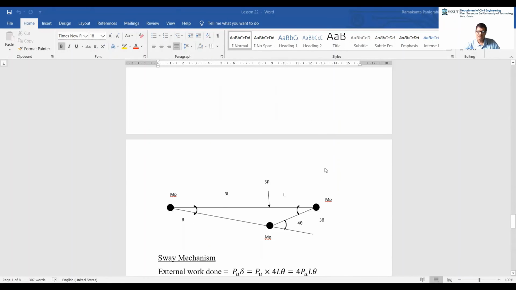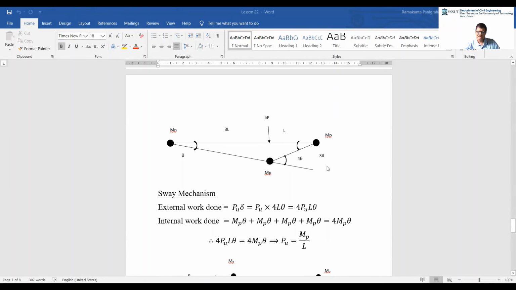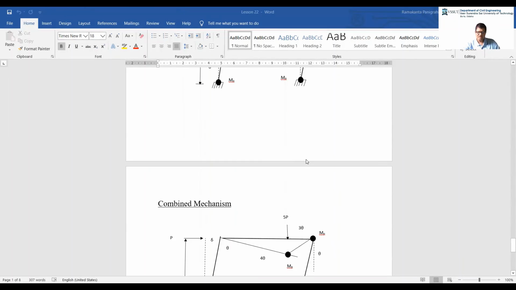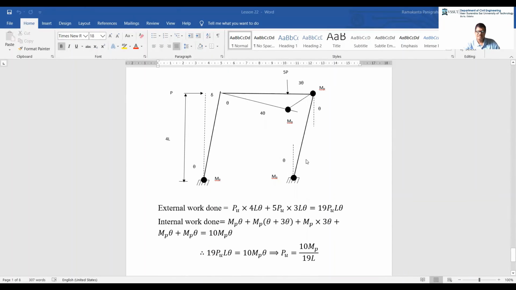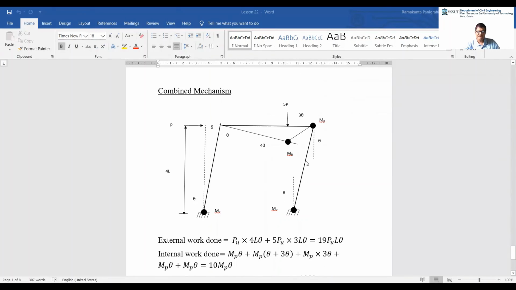Point around something 0.6, 0.55 something. So now it is MP by L. Now come to the combined mechanism. So in the combined mechanism, what is happening?